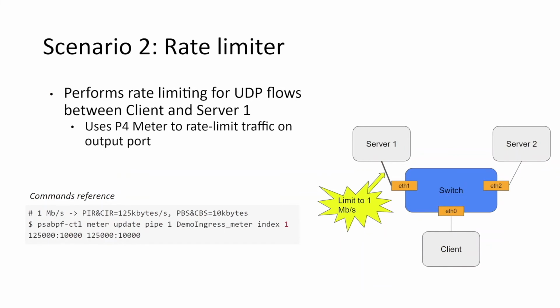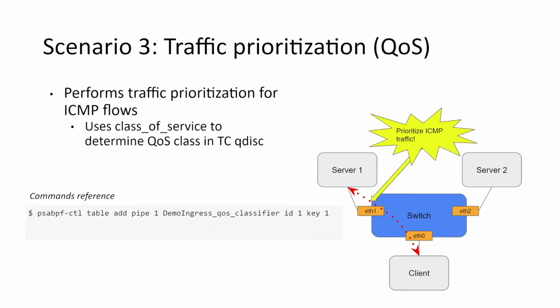Second scenario, rate limiter, performs rate limiting on a specific port. In that case, traffic forwarded on the first port is limited to 1 megabit per second. Last scenario shows traffic prioritization. We use the class of service field from PSA metadata to determine the QoS class in the TC QDisc. In that scenario, ICMP traffic receives higher priority.